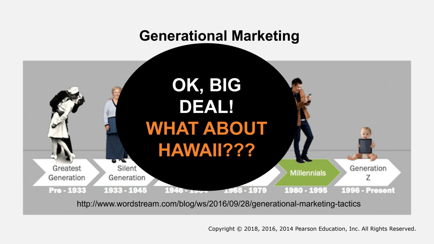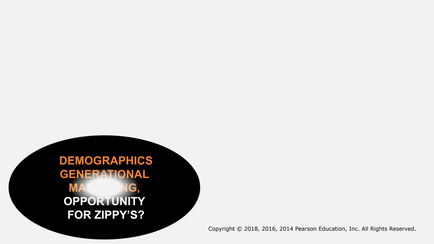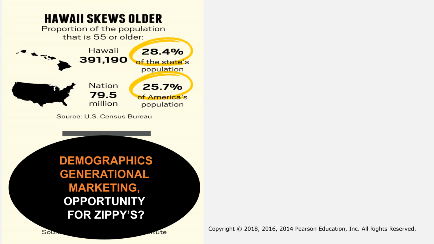So, okay, big deal. So, what about Hawaii? Let's take a look at generational marketing and how Zippies could proactively target the generational marketing aspects of what's happening in our demographics. So we're going to look at the Kama'aina, who's living here. We do know that the population is skewing older. 28.4% of Hawaii's population is over 55, compared to 25.7% for the United States. So that's really key to understand.